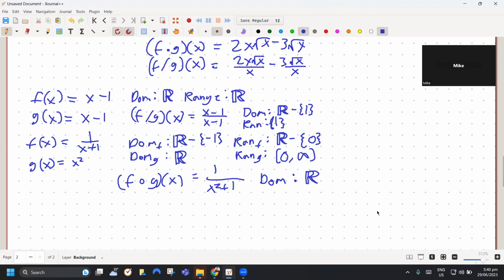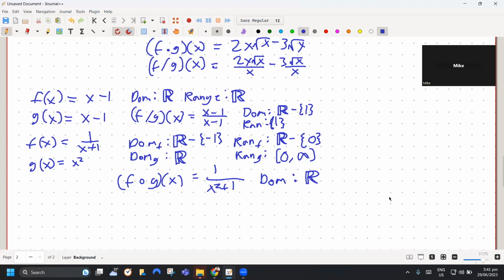Kaya ang mangyayari, yung domain, all values of X are allowed here. Kaya yung domain ng F circle G is R. Kasi ang kailangan mong gawin ay you start with something in the domain of G, take it to the range of G, and then put it into the domain of F kung allowed. And then tingnan mo saan ka dadalhin ng F.